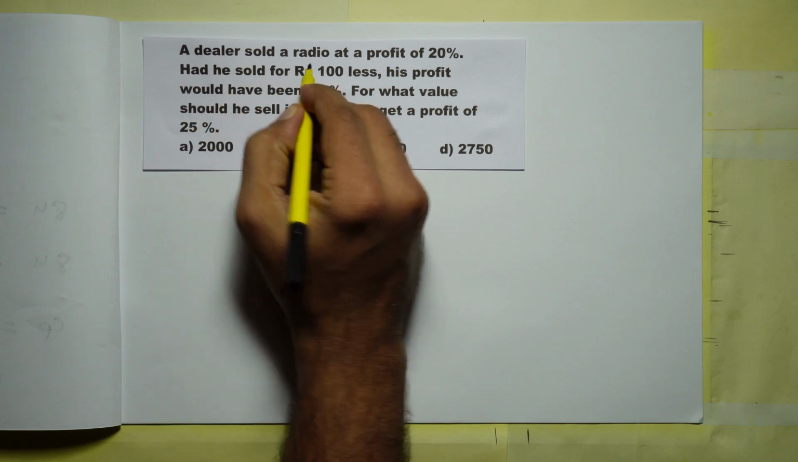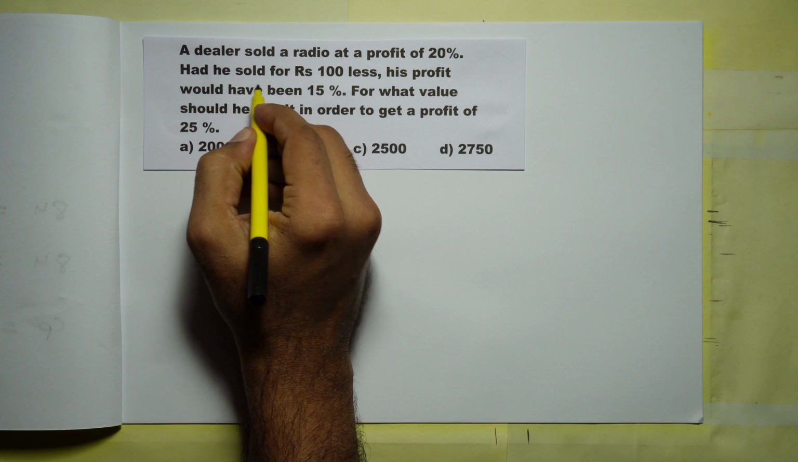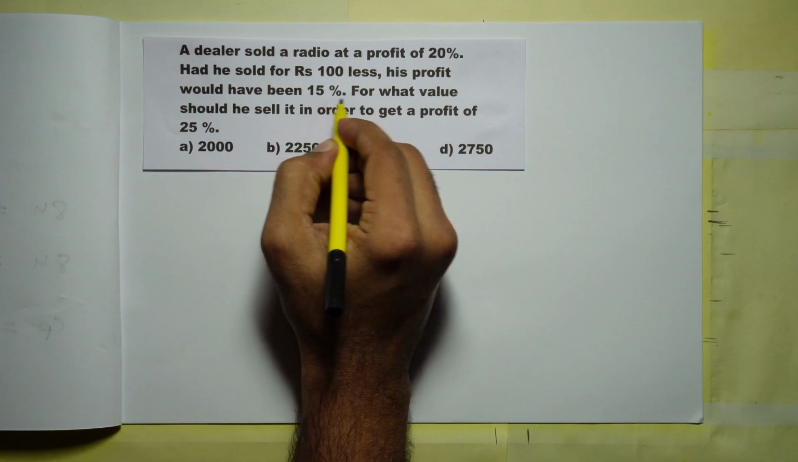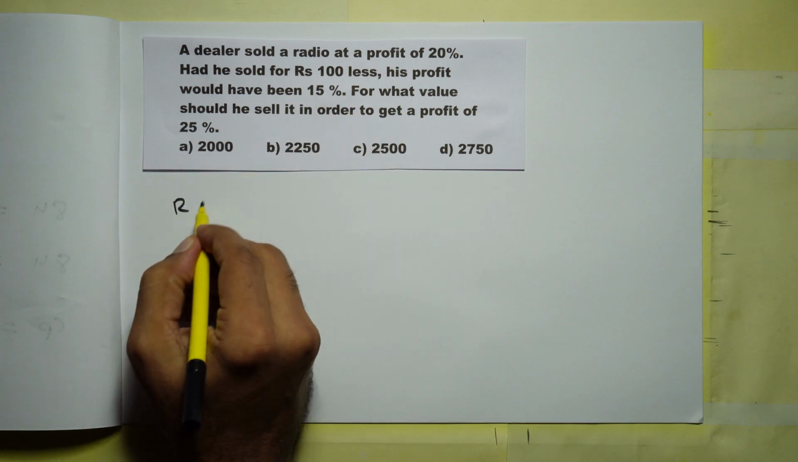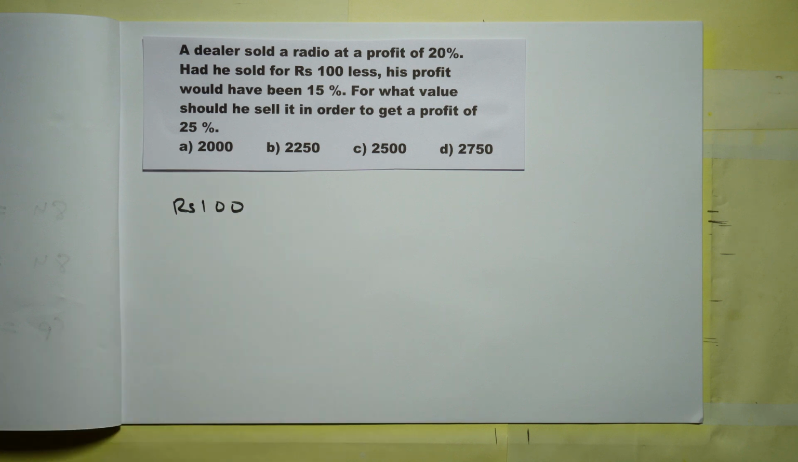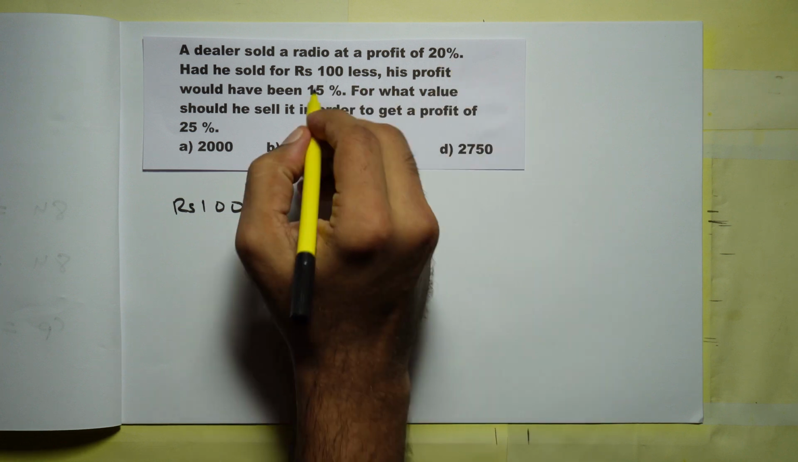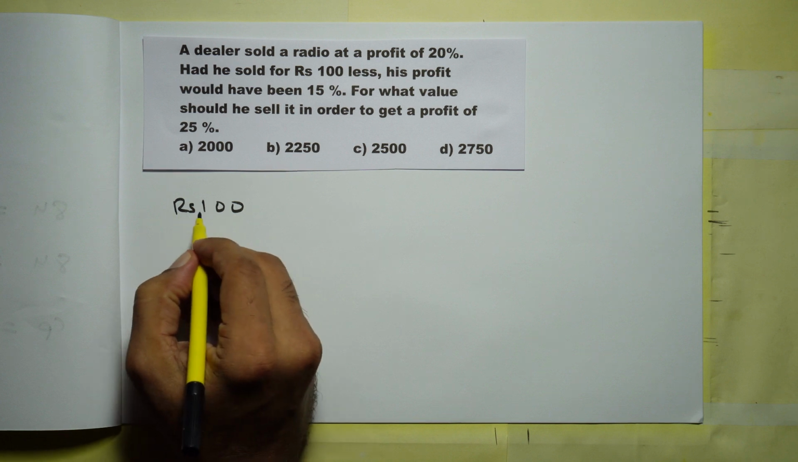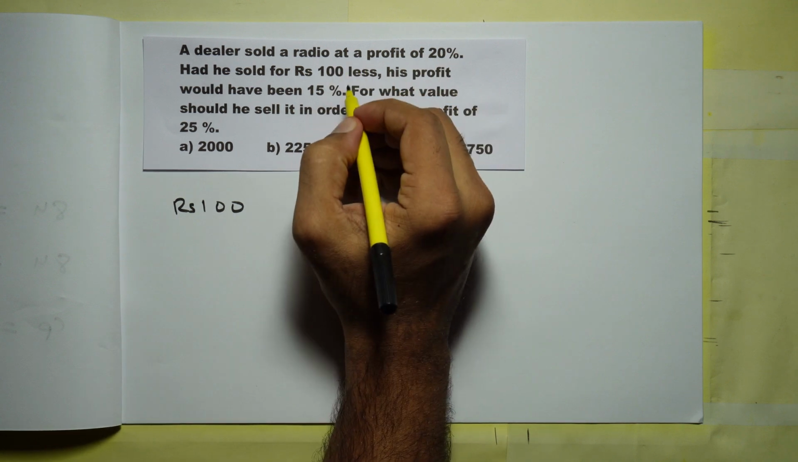A dealer sold a radio at a profit of 20%. Had he sold it for rupees 100 less, his profit would have been 15%. So he is getting rupees 100 less. Now if he is getting 100 less, instead of getting 20% of the cost price as profit, his profit will be only 15% of the cost price. So if he is getting rupees 100 less, his profit will be 5% of the cost price less.